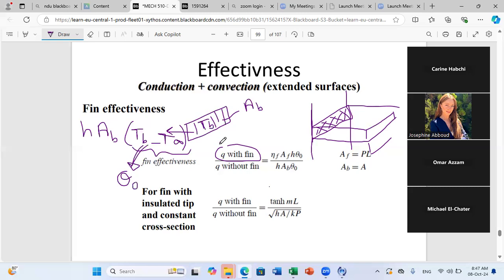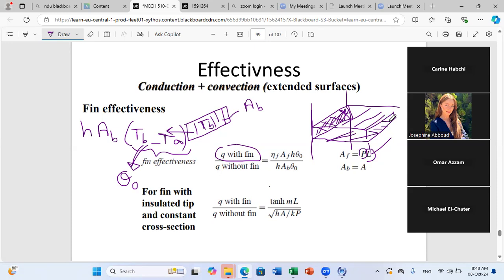Now, what if we have a fin? So if we have a fin, of course, this area will be covered. That is, we cannot consider that this area will do convection. Well, the area that will do convection is the frontal area of our fin, which is equal to the perimeter of the fin times the length of the fin. And usually we use the corrected length to consider that no heat is convected from this part.